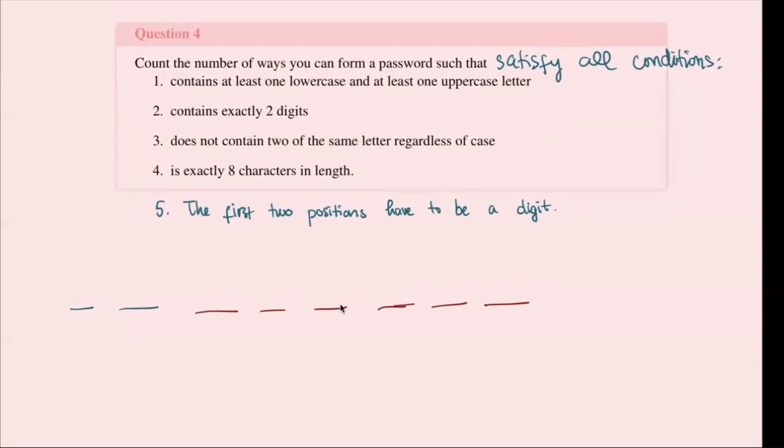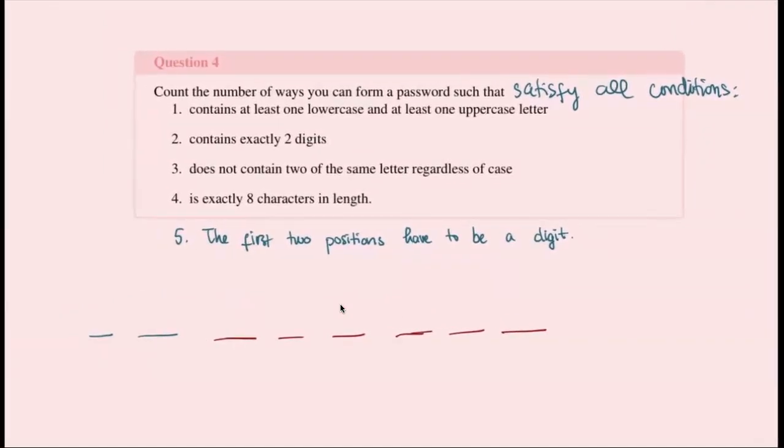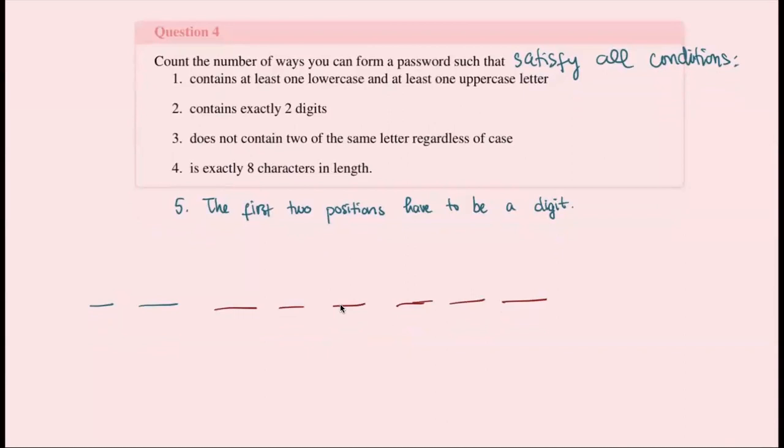Okay, one thing before I give out the solution is that this is not the only solution. You might be able to count it in a different way and it can still be correct as long as you do everything correctly. So I will start with the easy condition, which is this one. The first two positions have to be digits, and then the password contains exactly 2 digits.